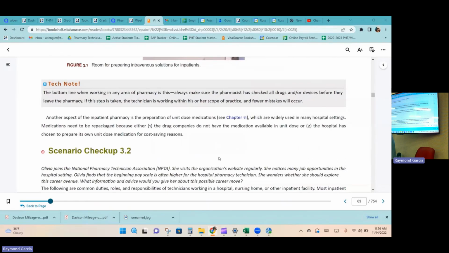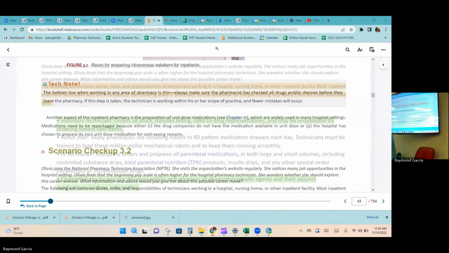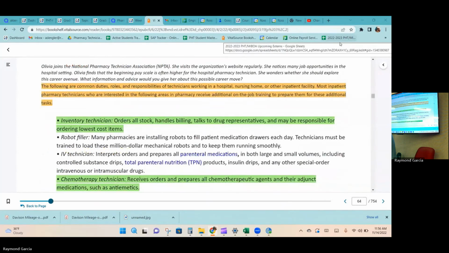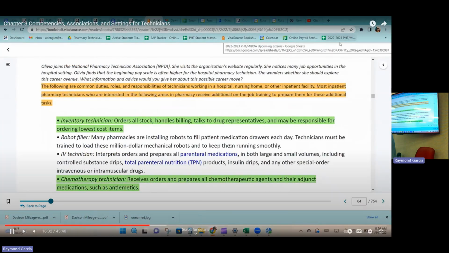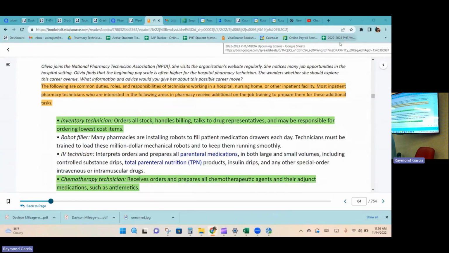Another aspect of the inpatient pharmacy is the preparation of unit dose medications, which are widely used in many hospital settings. The following are common duties, roles, and responsibilities of technicians working in a hospital, nursing home, or other inpatient facility. Most inpatient pharmacy technicians who are interested in the following areas in pharmacy receive additional on-the-job training to prepare them for these additional tasks.